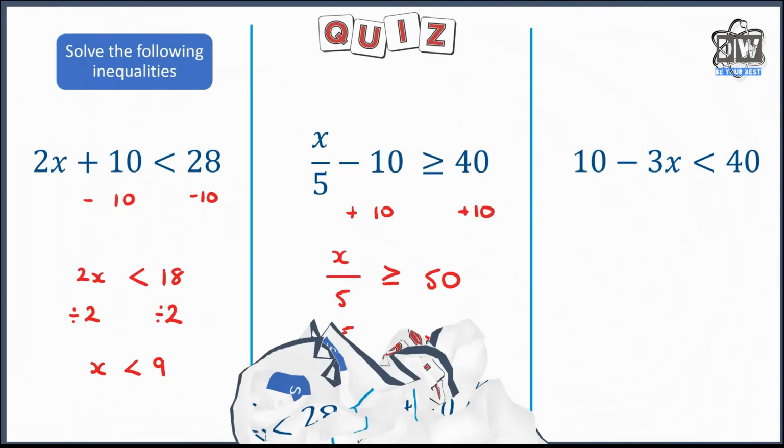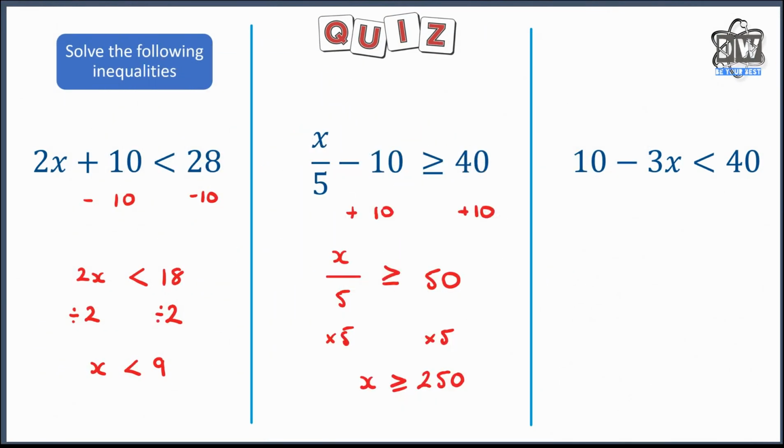Answers coming up. So the first one's nice and easy. We take away 10 from both sides. We then divide it by 2 to give us x is smaller than 9. The next one, we add 10 to both sides to give us x over 5 is greater than or equal to 50. Times both sides by 5, and x is greater than or equal to 250.